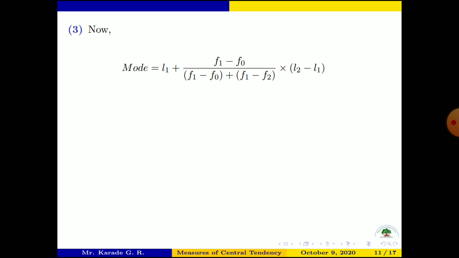See here: 50 plus (F1 is 800 minus 700) divided by (800 minus 700 plus 800 minus 400), into (75 minus 50).